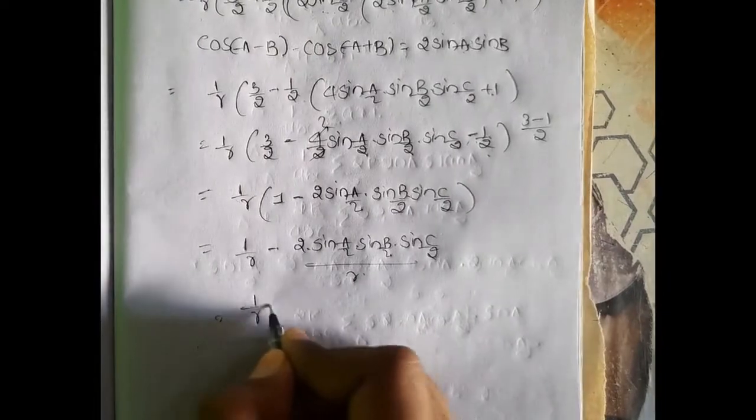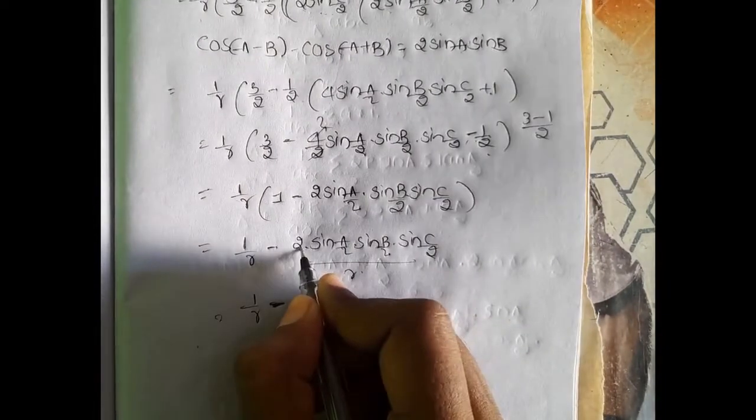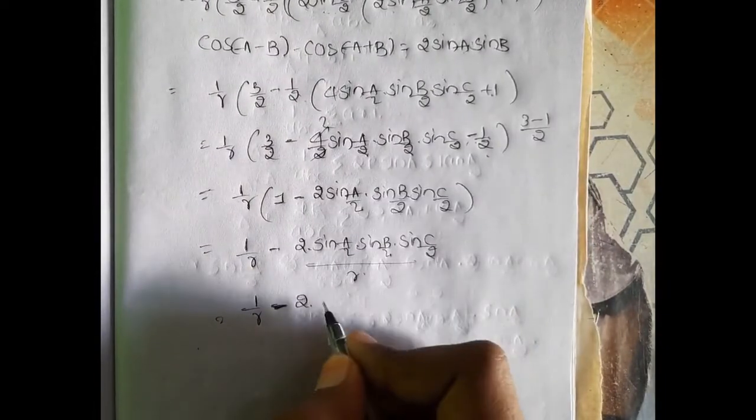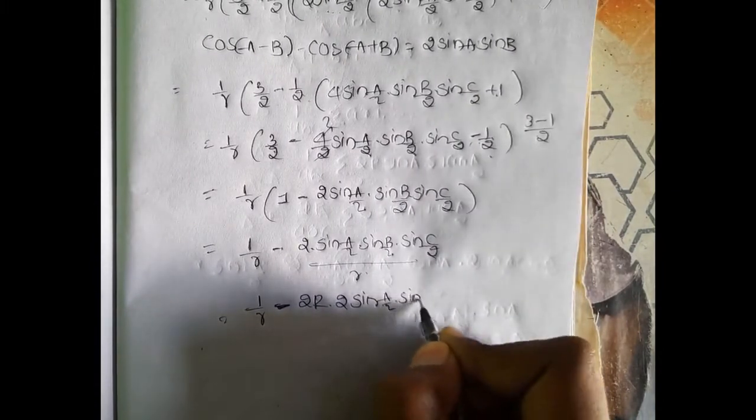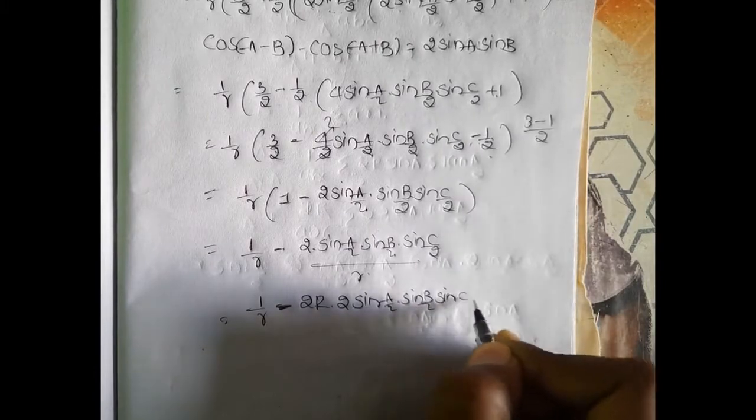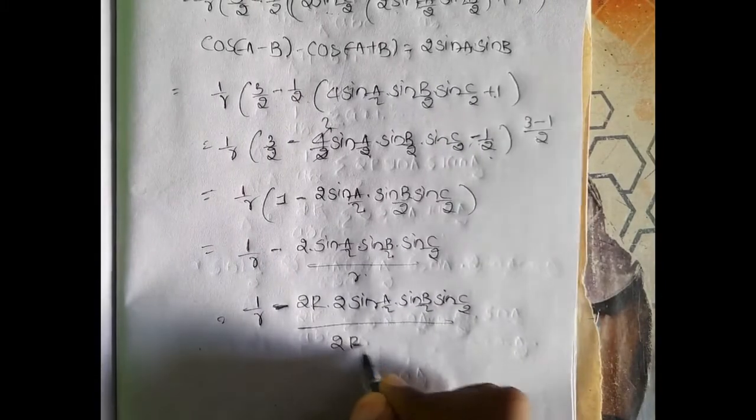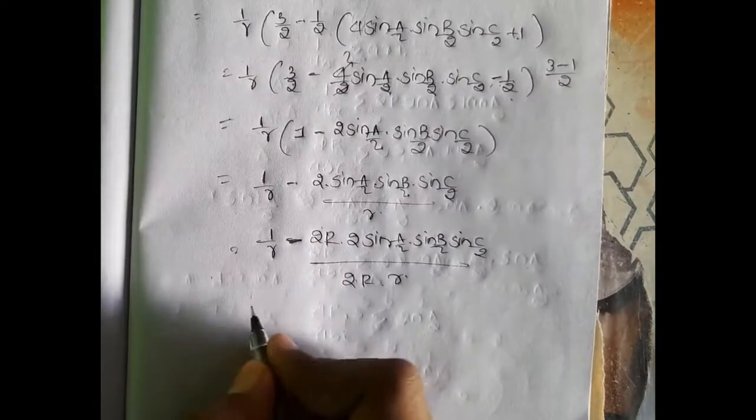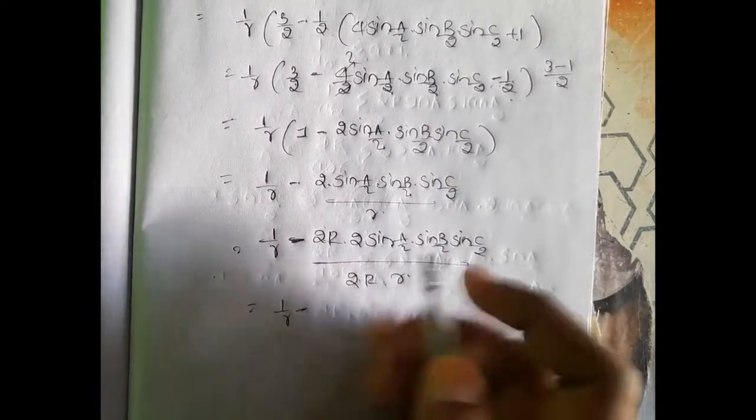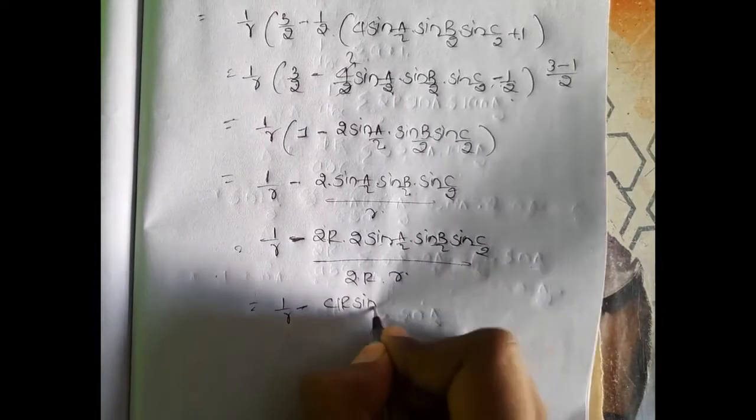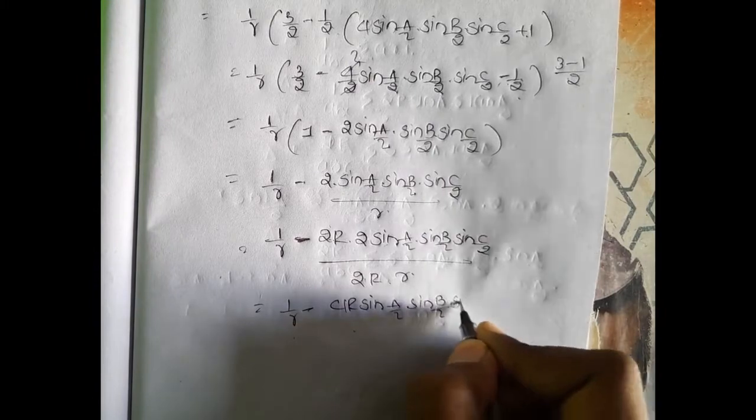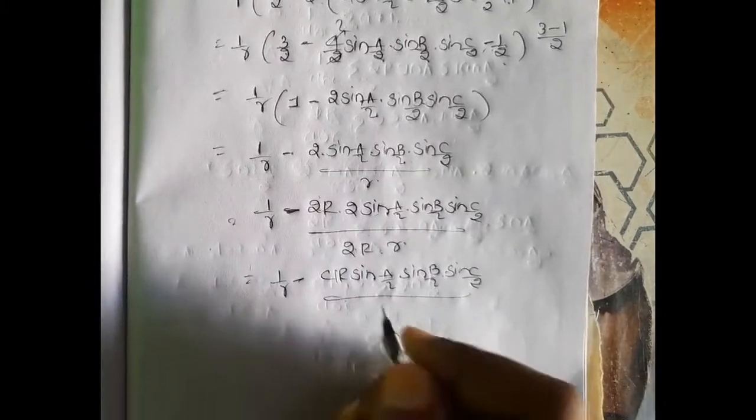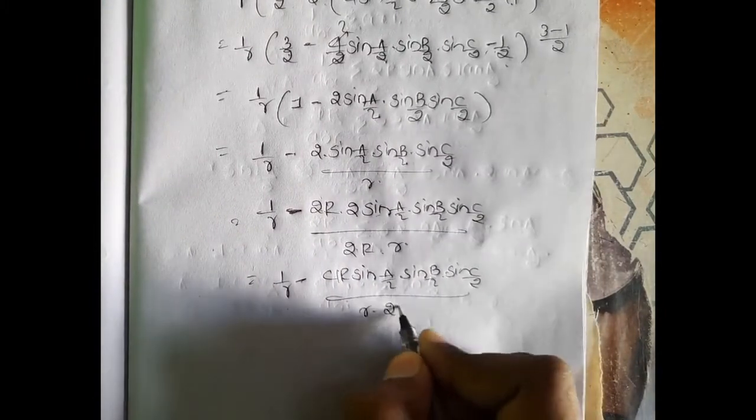Now multiplying and dividing this with 2r. 2r into 2 sine a by 2, 2 sine b by 2, sine c by 2. We are multiplying it as well as dividing it, so it will become the same thing. Now 1 by r, 4r sine a by 2, sine b by 2, sine c by 2 by r into 2r.